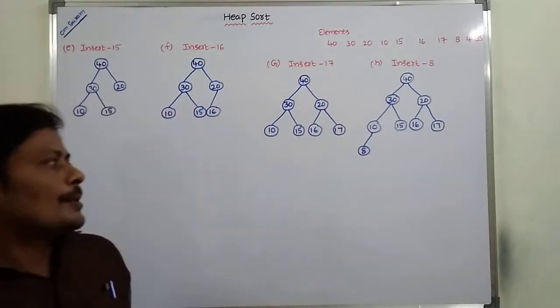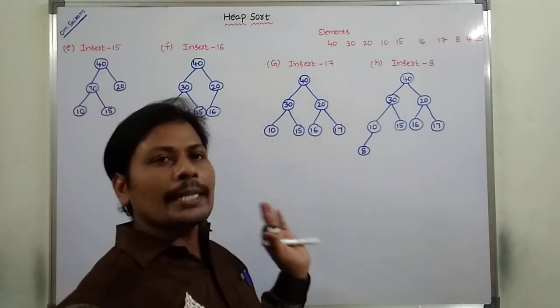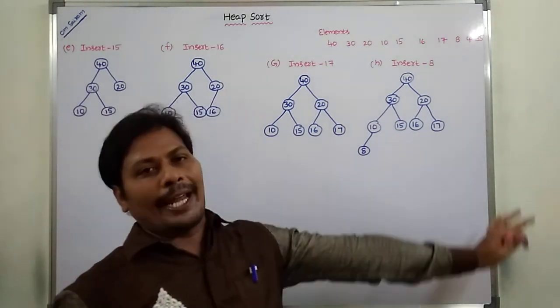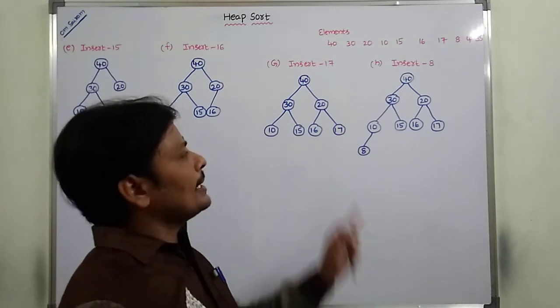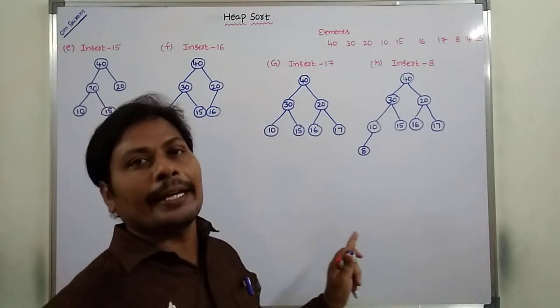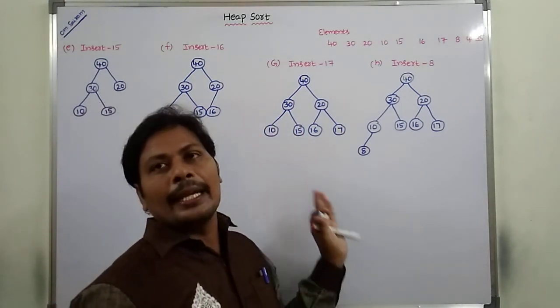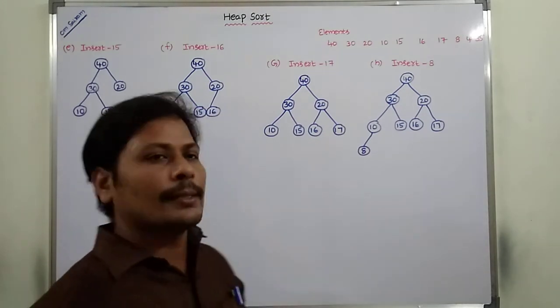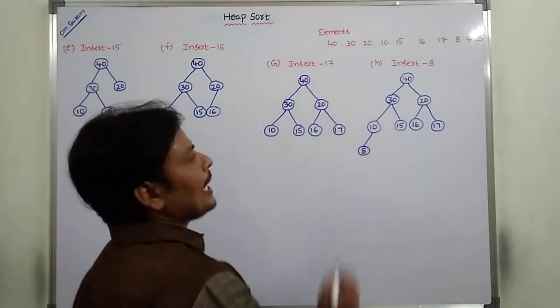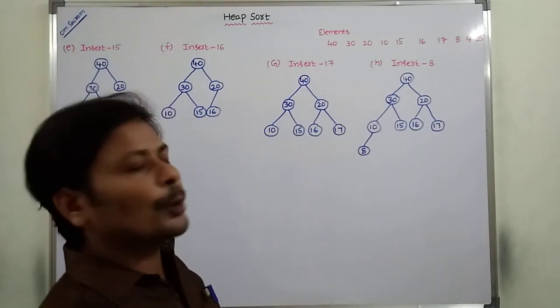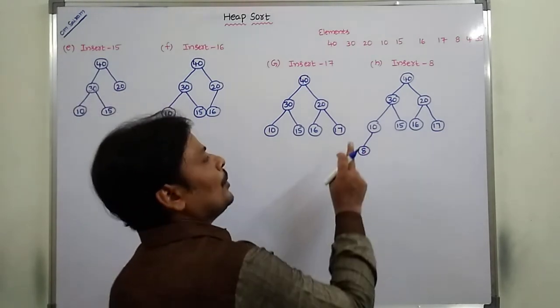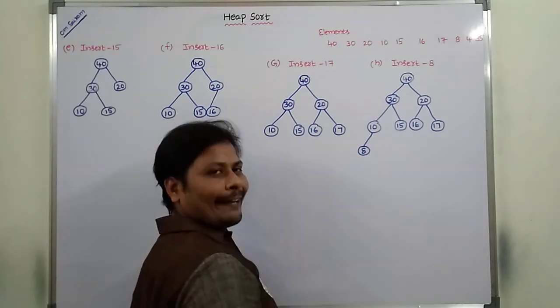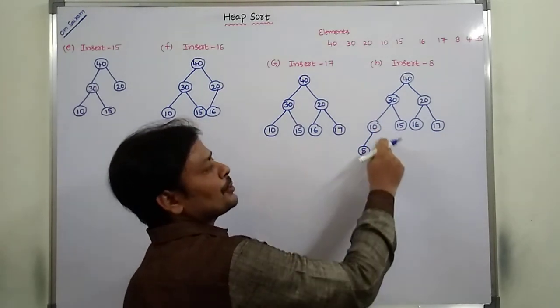Insertion is always done from left to right because a heap is a complete binary tree. In a complete binary tree, the insertion is done from left to right. So now, does it satisfy the maximum heap property or not? 10 has only one left child, that is 8. There is no right child.